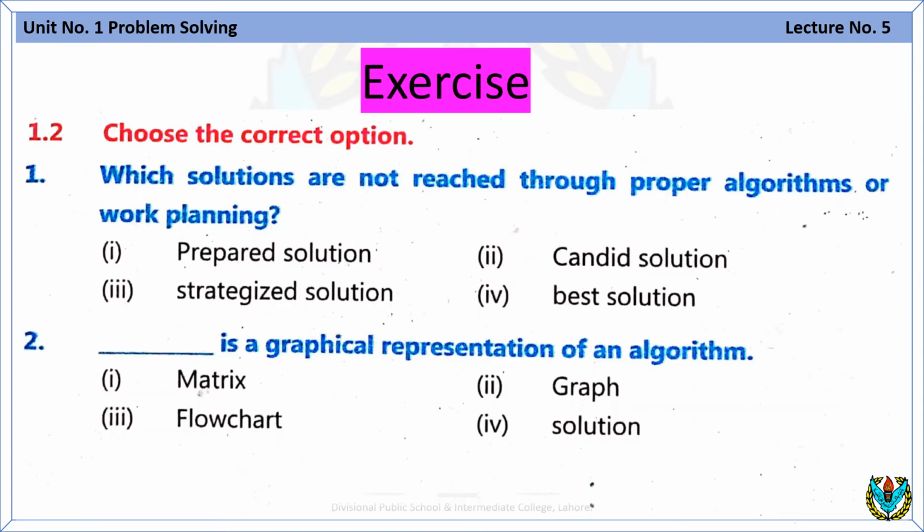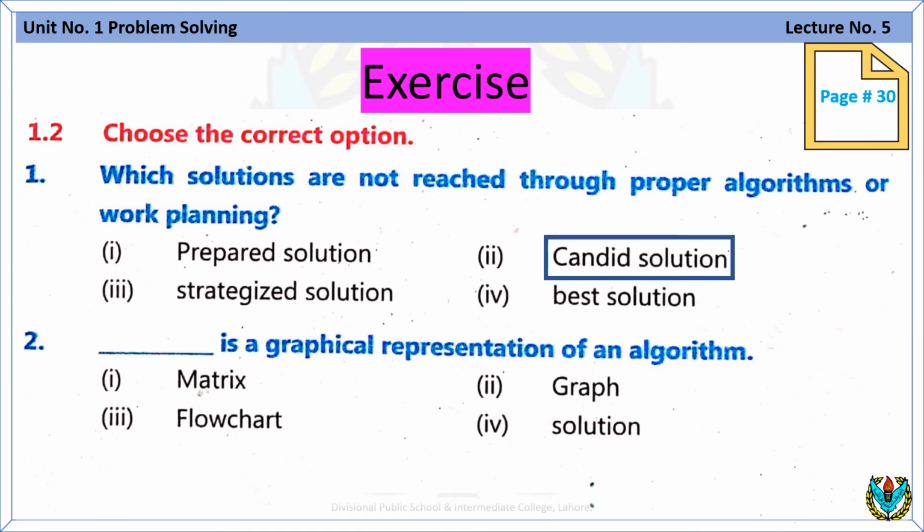Let's do the exercise on page number 30. Choose the correct option. Number 1. Which solutions are not reached through proper algorithms or work planning? Number 1. Prepared solution. Number 2. Candid solution. Number 3. Strategized solution. Number 4. Best solution. The correct answer is candid solution.